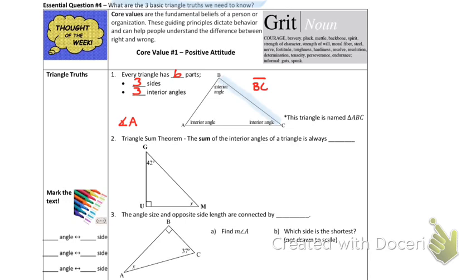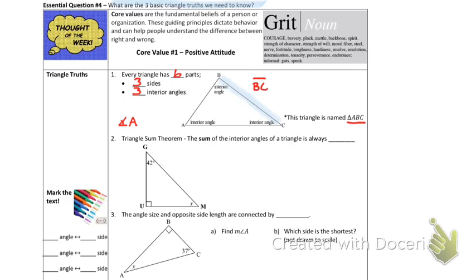The other thing I want to mention is that when you name a triangle, you use the triangle symbol and then the 3 letters that make up the vertices of the triangle. And again, vertices are the corners where 2 lines meet. So this triangle is triangle ABC. All right, let's move on to another triangle truth.